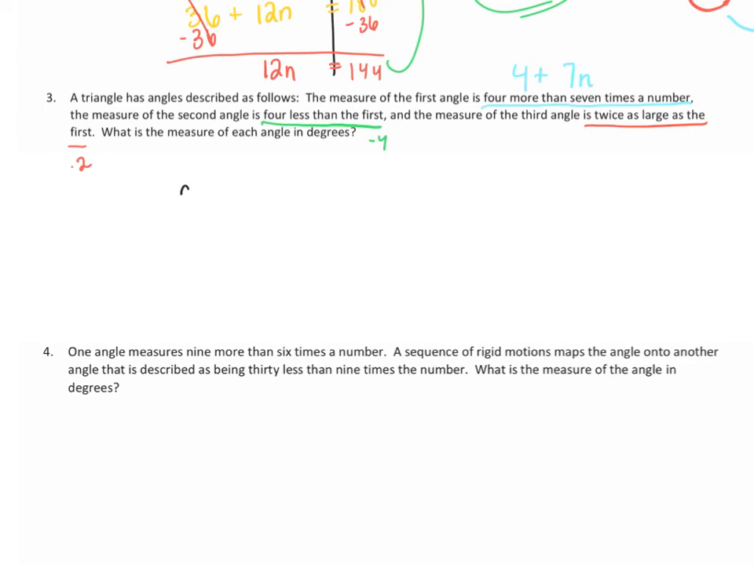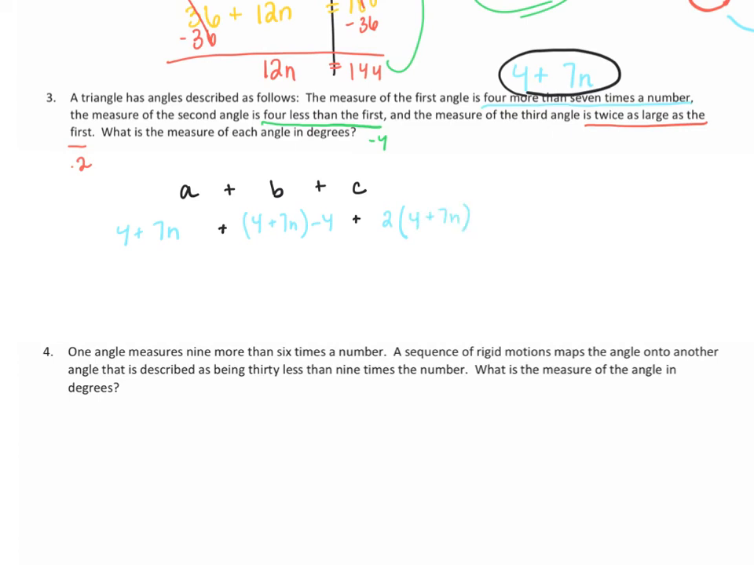So I have 3 angles, angle A, let's call it, angle B, and angle C. Now angle A is the one where I got the most clues. It says 4 plus 7n. 4 more than 7 times the number, okay? Second one, angle B, is 4 less than that first number. So it's going to be 4 plus 7n minus 4. Okay? It's 4 less. The third one, angle C, is twice as big as the first. So it's going to be 2 times that first angle, which was 4 plus 7n.